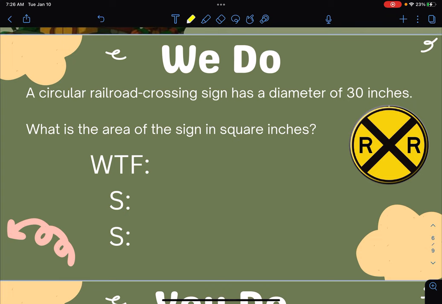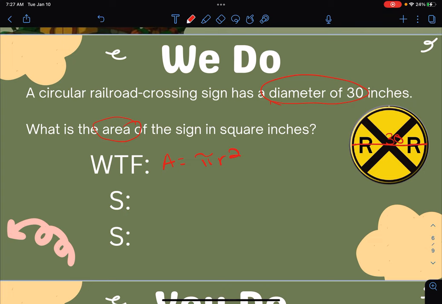So we do, it says a circular railroad crossing sign has a diameter of 30 inches. So we know it has a diameter of 30 inches. So that means it's from one edge to the other. That's 30. It says, what is the area of the sign in square inches? So we're looking for area. So we need our area formula. Go ahead, look at your reference chart. What is that formula? A equals pi r squared. Correct. Okay, and we just used it on our previous slide, so you should kind of have it.